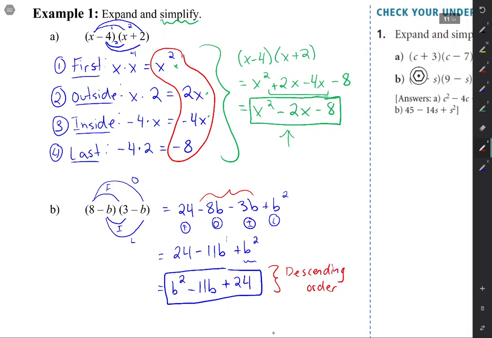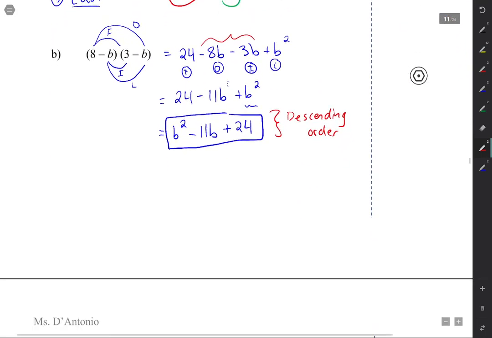So that there is foiling. It's super easy and I think it's fun. Now let's move on to factoring.